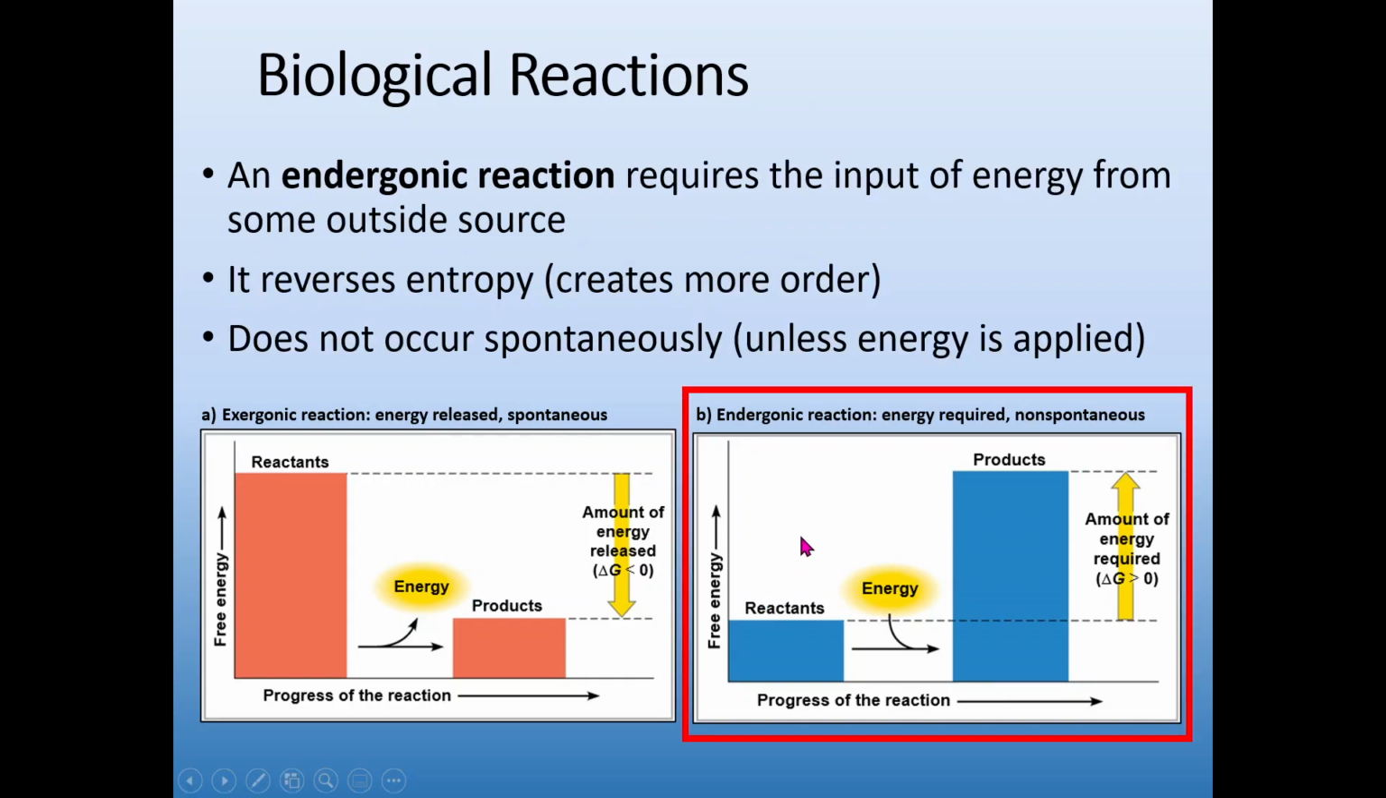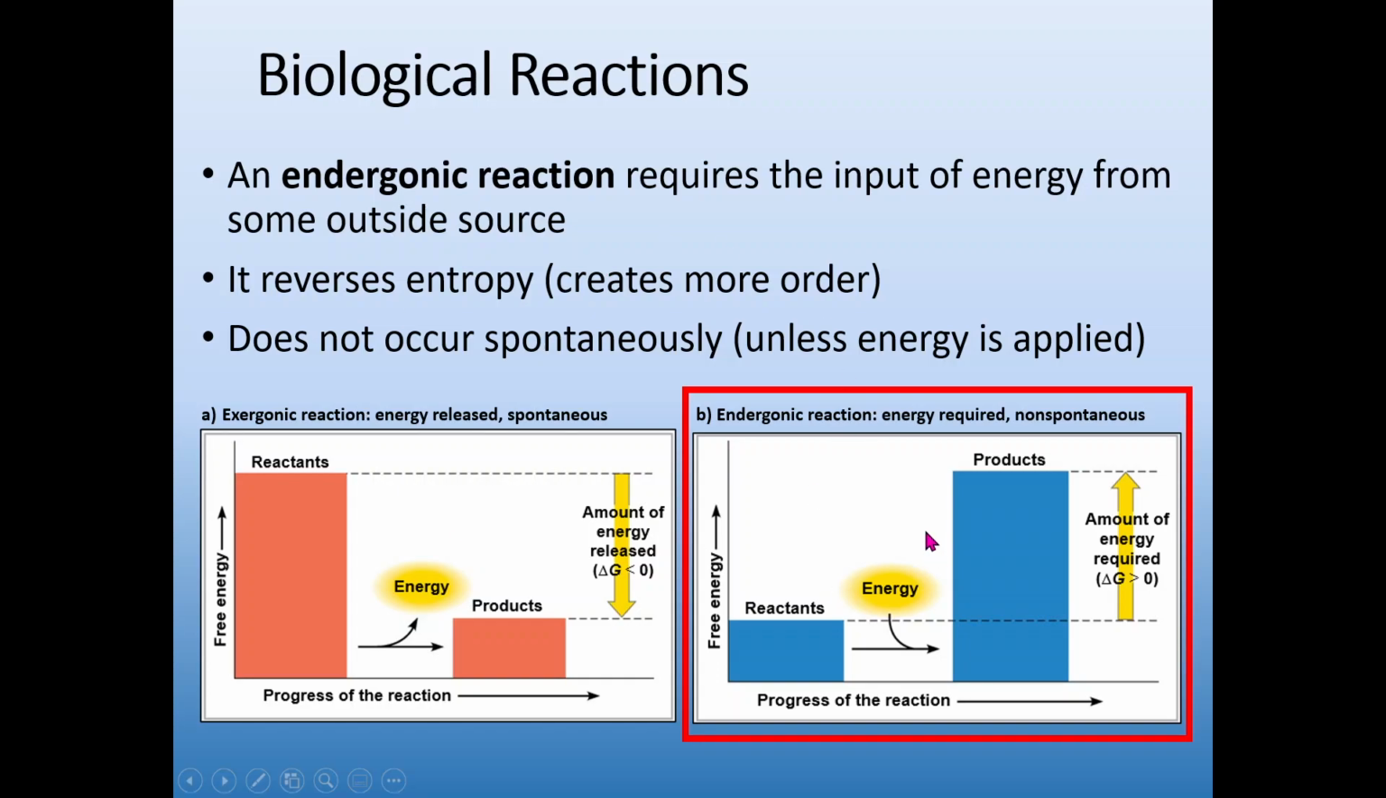The endergonic reaction starts with less and ends with more. That can't just happen. We have to add energy to that system for that reaction to occur. So an endergonic reaction requires the input of energy from some outside source. So in this case, we're actually reversing entropy. We are creating more order. We are going from a low energy state to a high energy state.